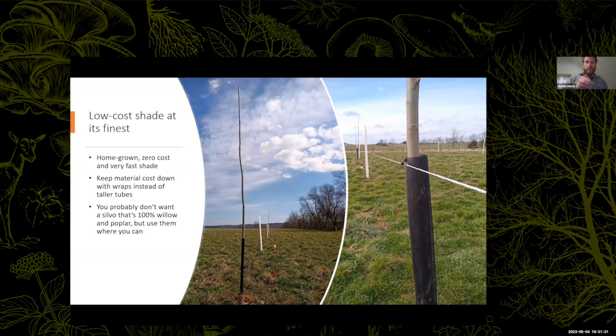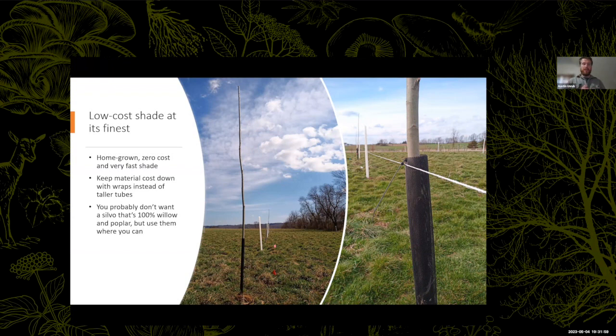If we're talking about budget installations of silvopasture, this is about as cheap as it can get. This is a live stake of Willow, a hybrid Willow. We just planted that this spring. The live stake itself is probably 15 feet tall, and probably 2 feet in the ground, maybe 3 feet if we were able to get that deep.